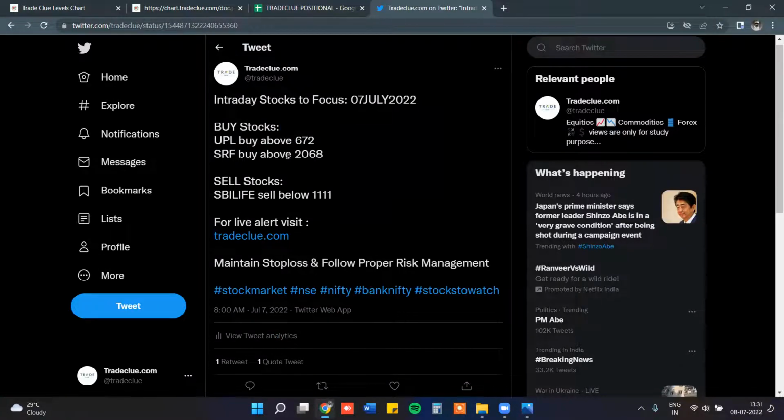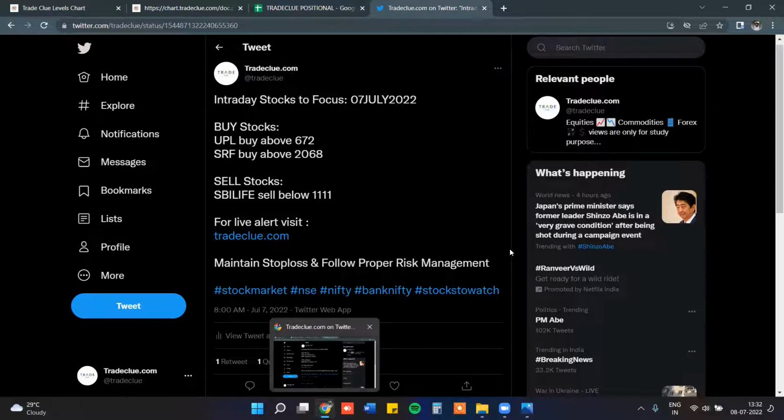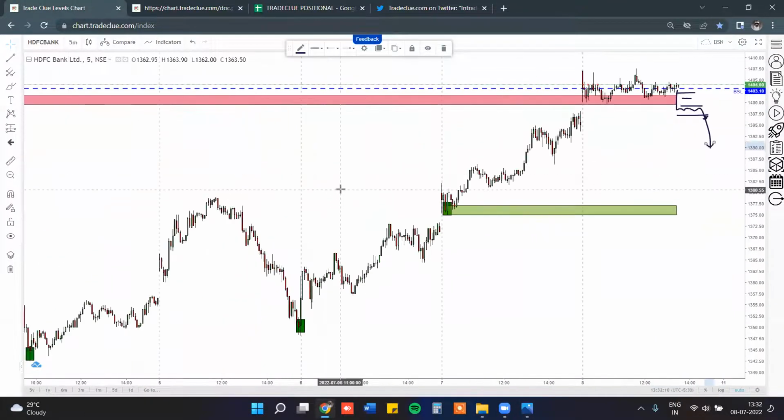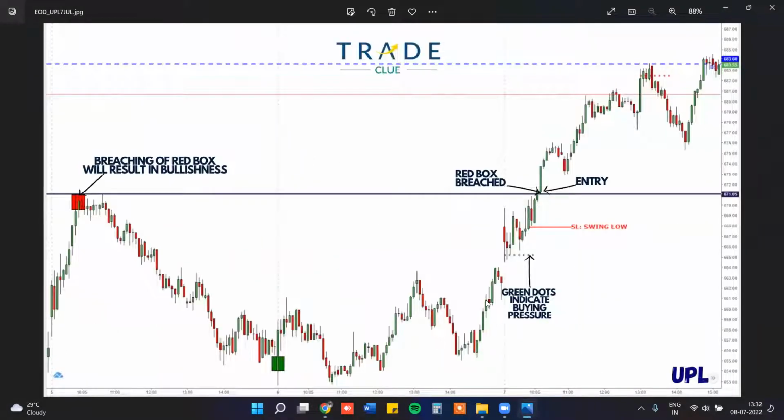As we know with UPL, it's not like we are trying to predict anything. We know the structure is good for breakout, and we are giving it to the clients likewise. The agenda is, if you have this TradeClue ID, you can directly go and see where the green and red boxes are. Above the red box, I'm going to buy. Below the green box, I'm going to sell. That is the simple concept I need to understand.